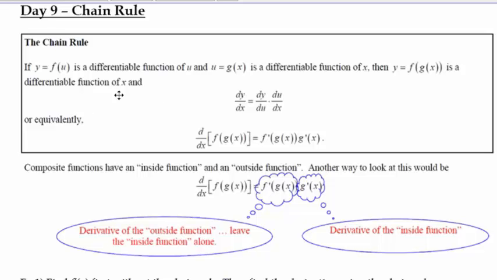So the basic definition of the chain rule says if y equals f of u, and that's a differentiable function of u, and u is g of x with a differentiable function of x, then y equals f of g of x is a differentiable function.